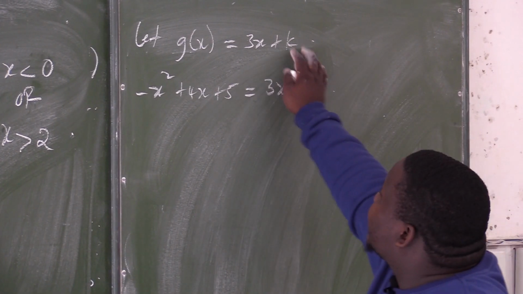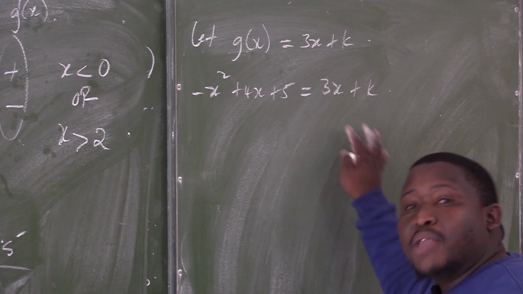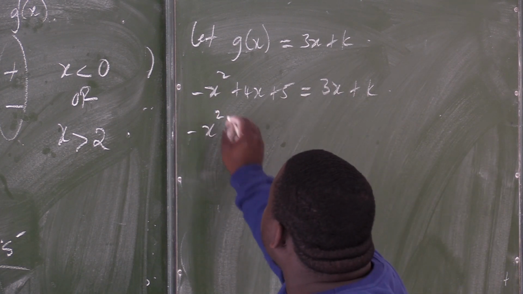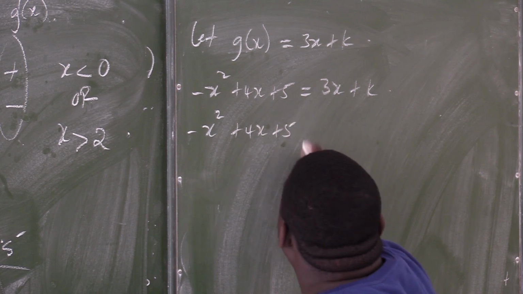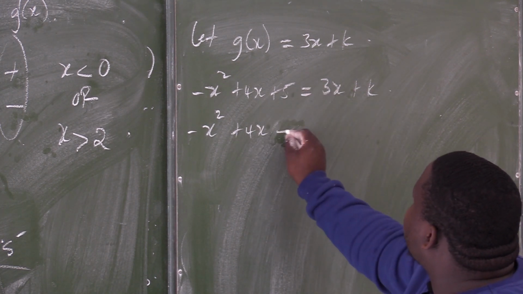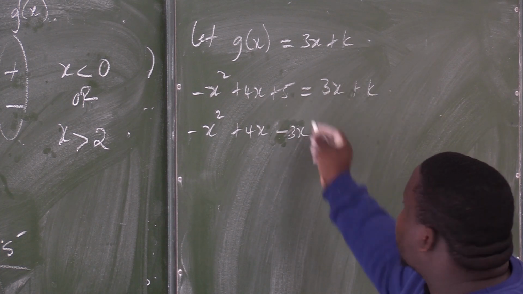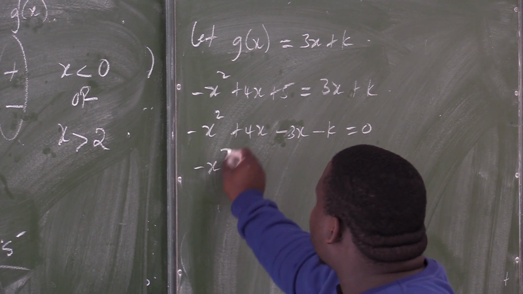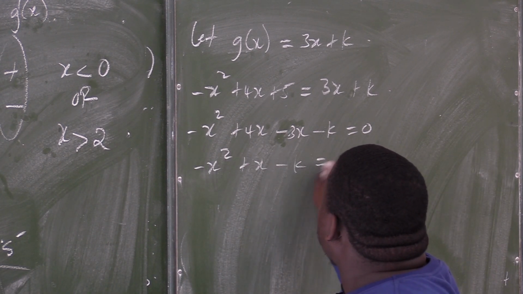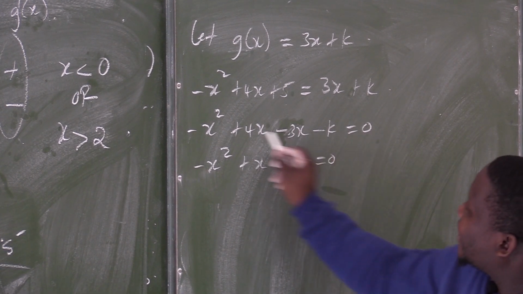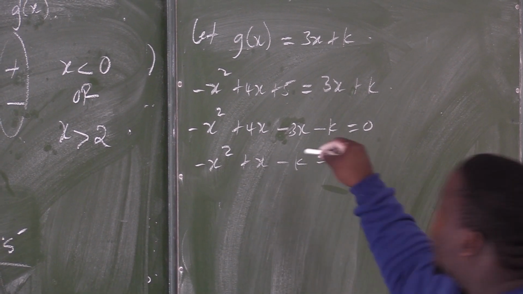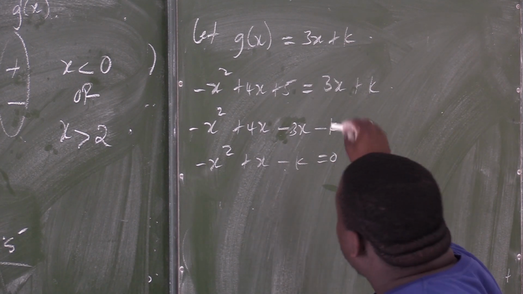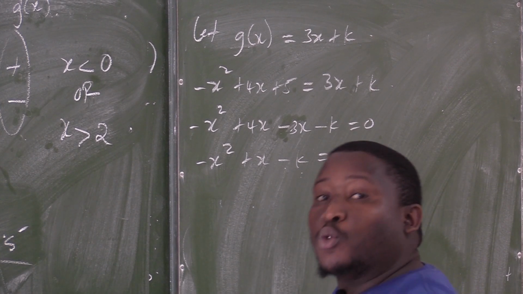For this to be a tangent to g, there must only be one point of intersection. Look what I'm saying now. I'm now saying negative x squared plus 4x plus 5. I'm moving this. We move the 3x, it becomes a negative 3x. I move a positive k, it becomes a negative k equals 0. So what is happening now? This is negative x squared plus x minus k equal to 0. Now we have a quadratic equation. For this to be a tangent, this quadratic equation must have equal roots now.